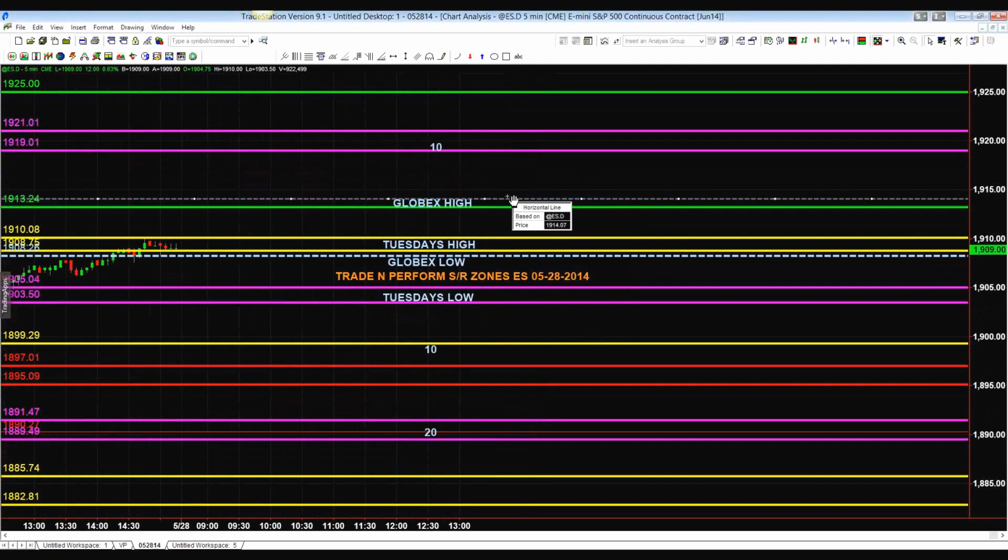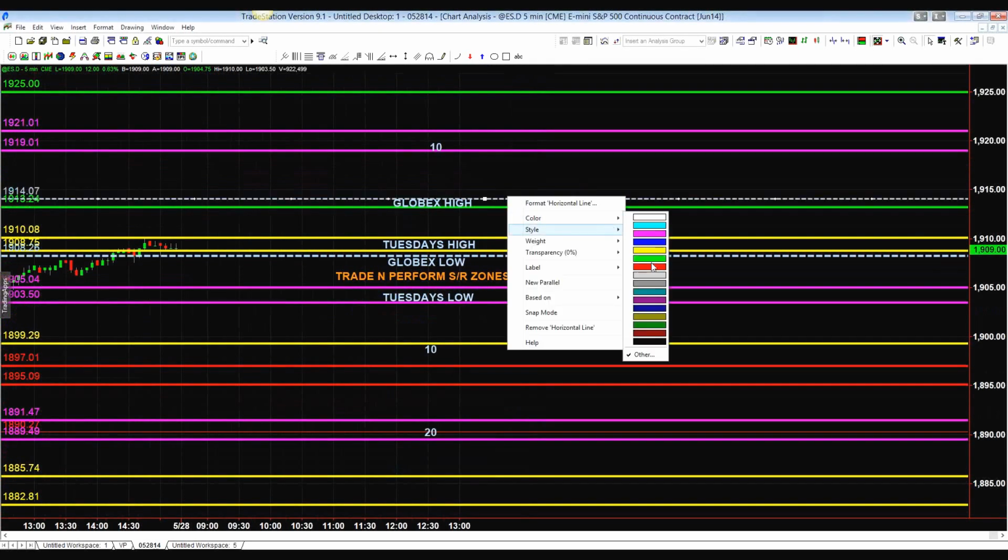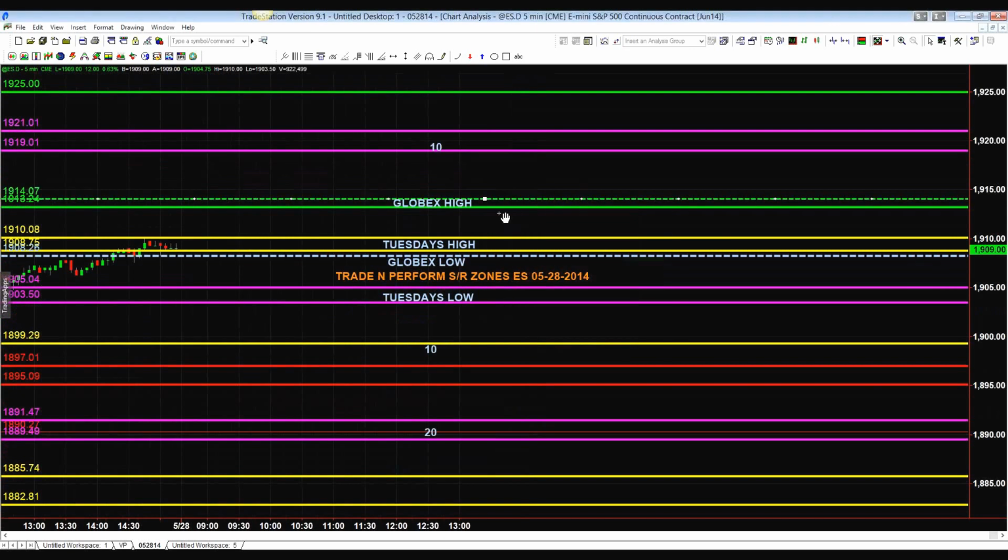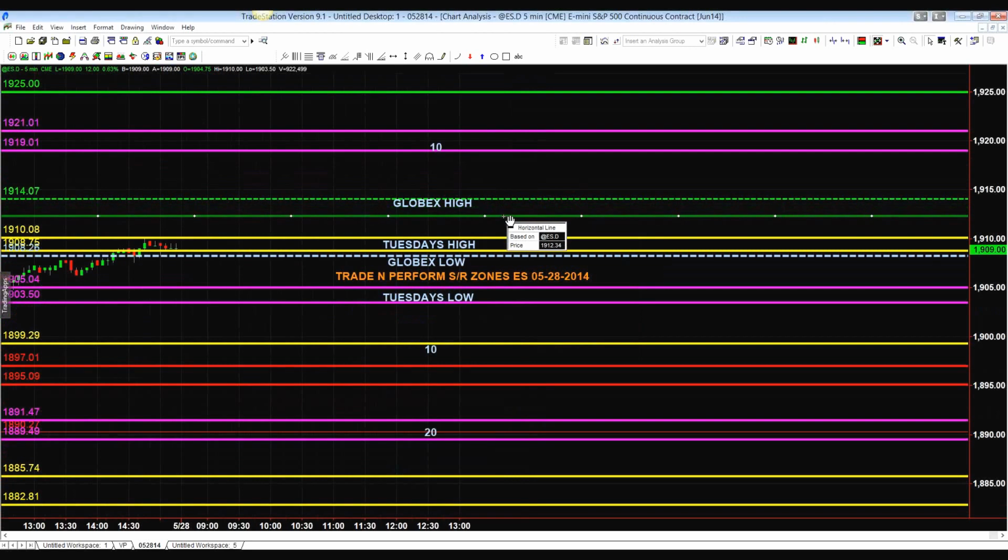Okay, the dotted line is going to denote the actual Globex high. And then because the ranges are so tight, we're trading at 1908, I'm going to make it 1912.50. I'm going to take it 2 ticks off the zone. Obviously, in terms of short this morning, if I'm going to take a short and try it on the downside, I want to get as close to that 1914 as humanly possible.